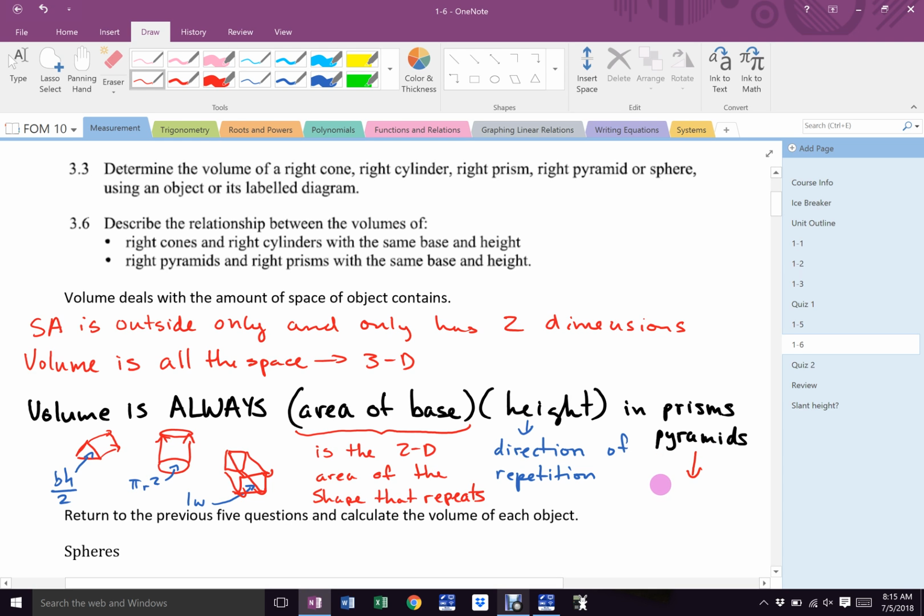So we still have an area of a base, because the base hasn't changed. It's still area of base, and it still has a height. But you can see in that little demo I just did that there is empty space there, yes? It's not as big. So we divide it by 3.